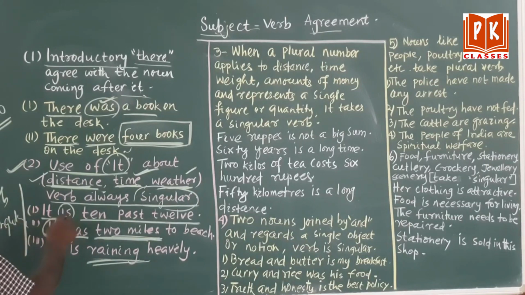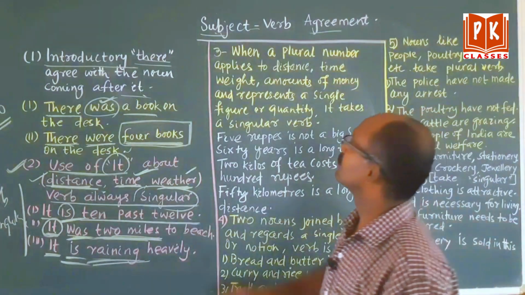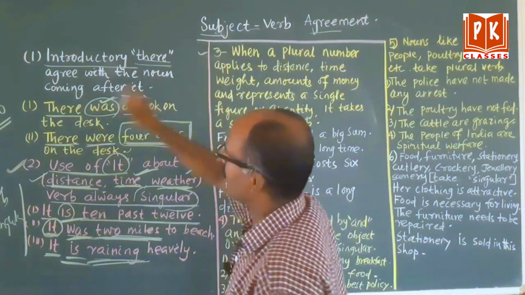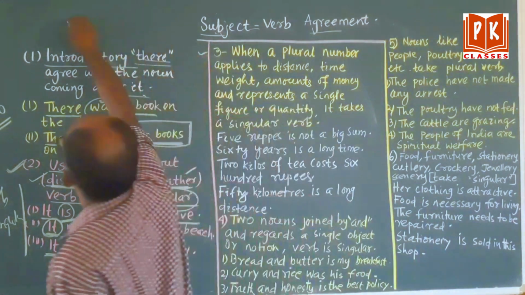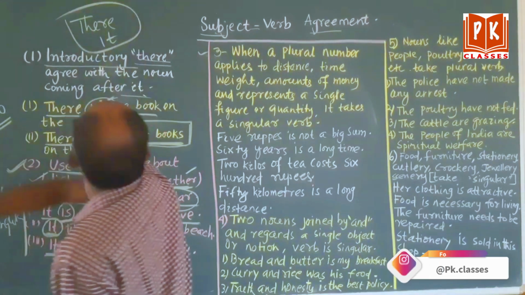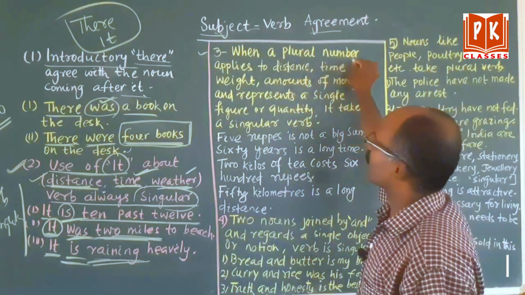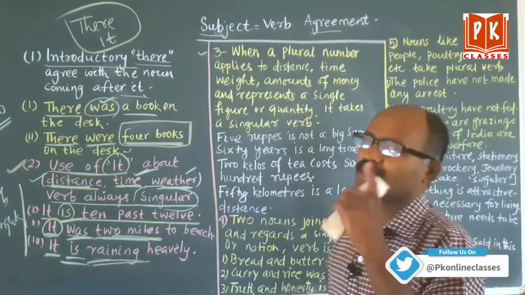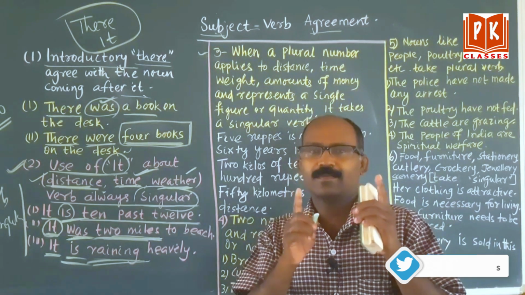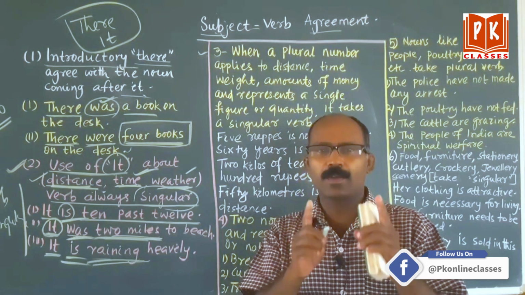You can see here is, was, is. Clear? Then a very important thing comes, number 3. Number 1 there, number 1 there, number 2 it. Completed. Then come to number 3. When a plural number applies to a distance, plural number. Okay, plural number. It seems like a plural.